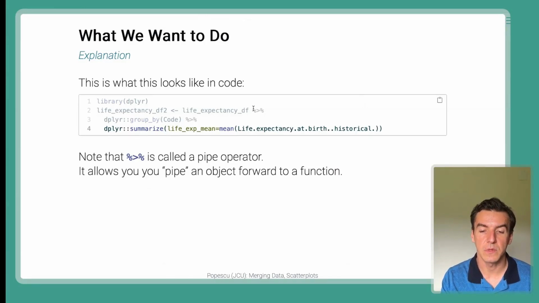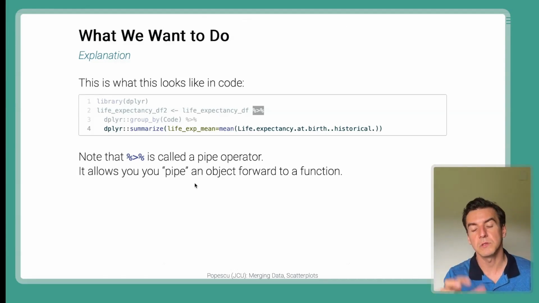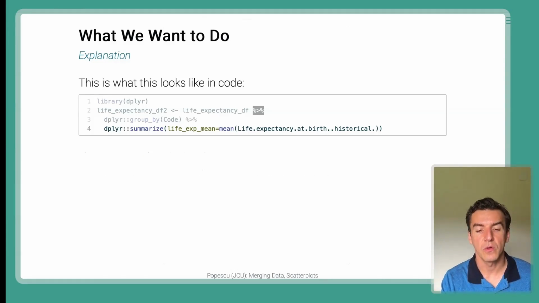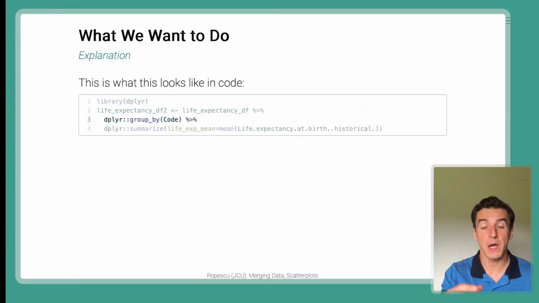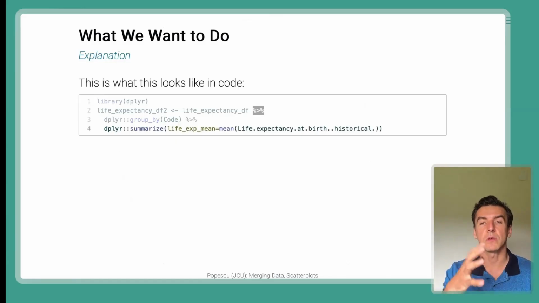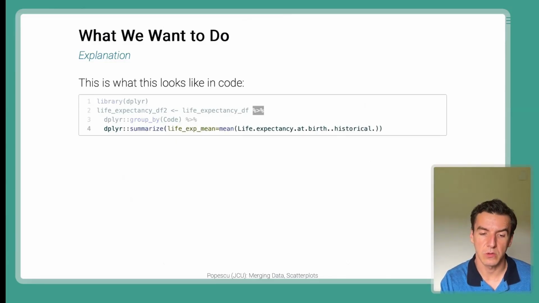So this sign here is called the pipe operator. This is a Dplyr command which allows you to pipe an object forward to a function. So this means that you can run multiple functions within one single line. Although this is written in 3 lines, this is technically one single operation. So we first copy the old data frame. We then group our data by country code, and then we calculate the mean by country code.